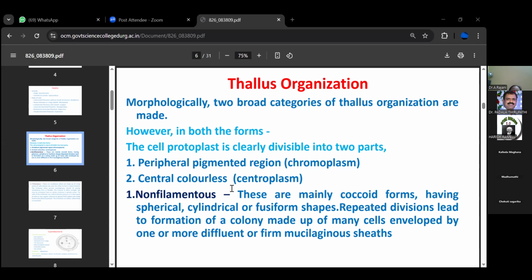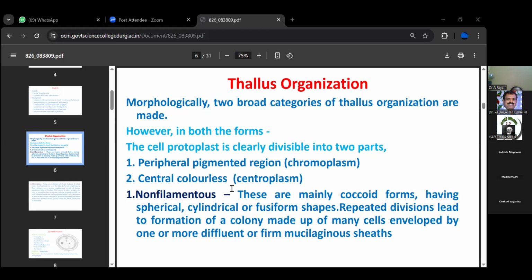Coming to the simple unbranched filament, also present. Simple unbranched without heterocyst and akinetes also present. Simple unbranched filament, which one? Oscillatoria, Spirulina. And simple unbranched filament with heterocyst, that is Nostoc, Anabaena, the best example. One is a simple unbranched filament without heterocyst and akinetes. Example, Oscillatoria, Spirulina.